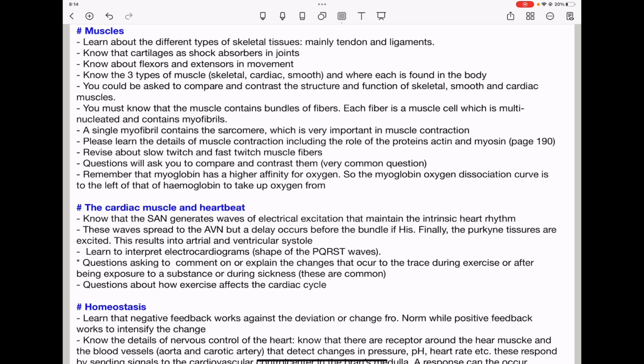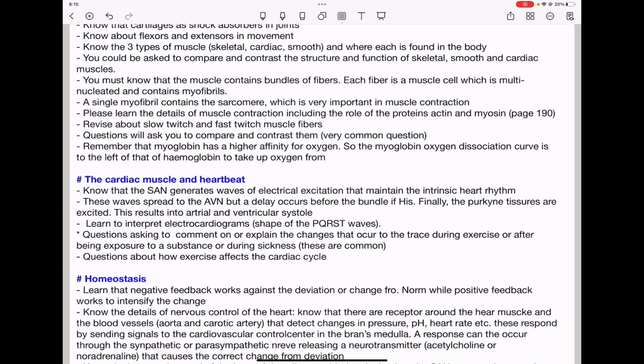You need to remember that myoglobin has a high affinity for oxygen, so the myoglobin-oxygen dissociation curve is to the left of that of hemoglobin, to take up oxygen from it. Please focus a lot on questions on comparing and contrasting slow and fast-twitch muscle fibers in terms of their structure as well as their function, so you need to fully understand.